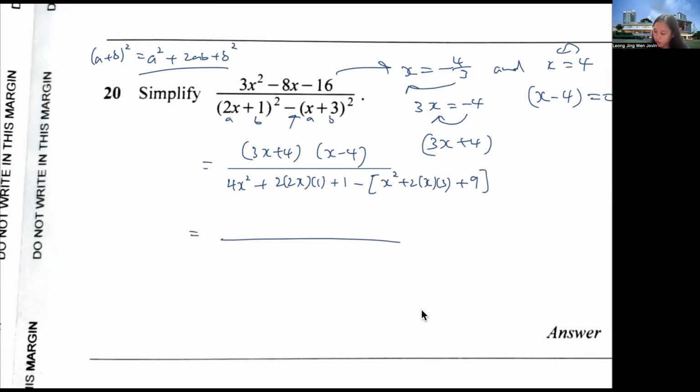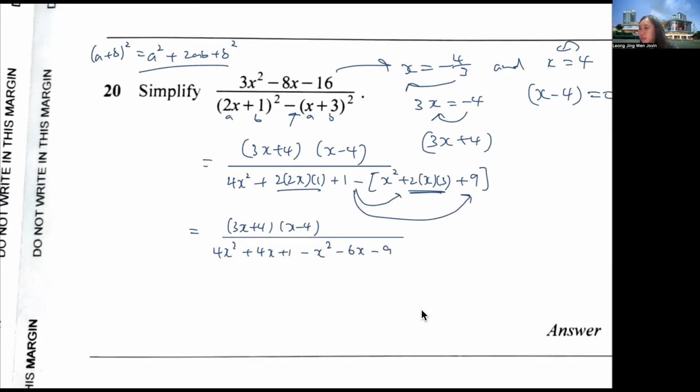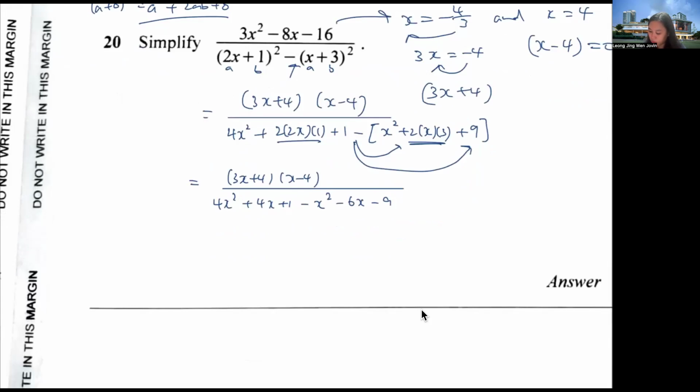Once I have written down this, I can try and simplify it. So 3x plus 4, x minus 4, all these numbers, I can simplify. You can say 4x squared plus 4x plus 1 minus, okay, maybe I can do both. I can remove the bracket as well as multiply. 2 times 3, you get 6x. Bring in the negative sign, you get negative 6x. Then bring in the negative sign for here as well, so minus 9. Same thing, I can still simplify this further.